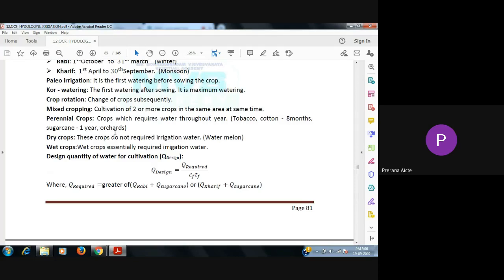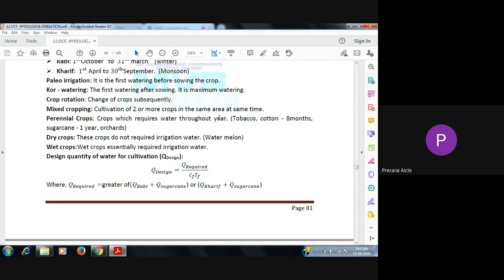What is meant by mixed cropping? Cultivation of 2 or more crops in the same area at the same time. Perennial means throughout the year, so a perennial crop requires water throughout the year, like sugarcane, which is a 1 year crop, and cotton, 8 months. What are dry crops? These crops do not require irrigation water, for example watermelon. Wet crops essentially require irrigation water.